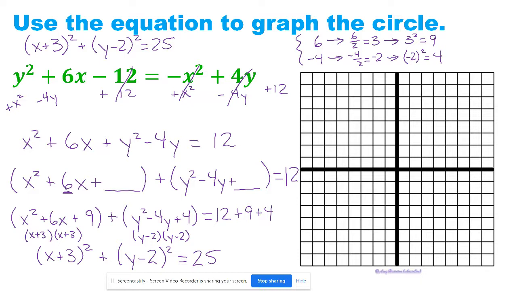We can find the center and we can find the radius. So the center is going to be at negative 3 and positive 2. Change the signs on those numbers. Radius is going to be the square root of 25, which is 5. And so now I can plot this. So I'll go negative 3, 2. Got a point right there. And I'll go 5 in every direction.